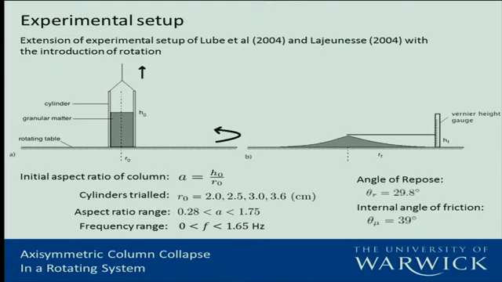We've got an initial aspect ratio, the height over the initial radius. I trialed several different cylinder sizes, a range of aspect ratios as given here, and a frequency range. The particulate which I used in this case was limestone, with mean diameter 600 to 800 microns, and the angle of repose and angle of internal friction as given there. This is still similar to a dam break situation, but it might be of interest in the future to look at granular rheologies in different flow regimes.